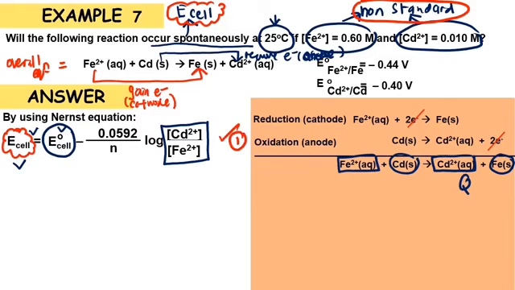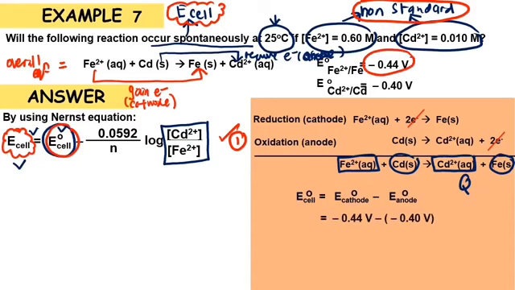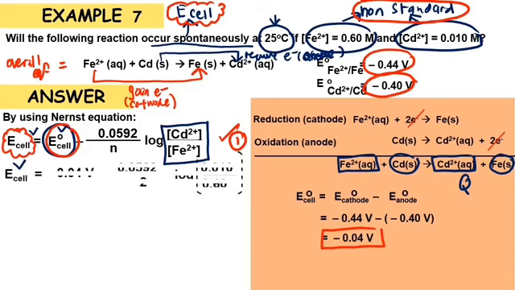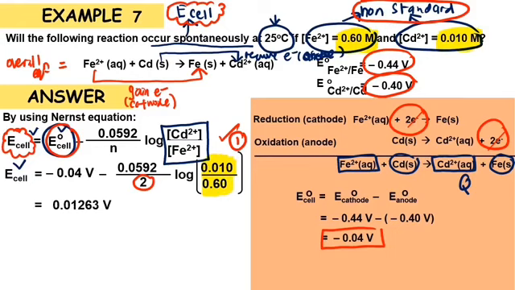Seterusnya tentukan E naught cell pula. So, E naught cell sama dengan E naught cathode tolak E naught anode. So, cathode kita adalah kita punya Fe, masukkan nilai negatif 0.44 volt minus anode negatif 0.4008, negatif 0.04 volt. So, nilai ni masuk ke dalam formula kita. So, sama dengan negatif 0.04 volt tolak 0.0592 over 2 sebab 2 electron involved for the redox reaction, log concentration of Cd2+ 0.01 molar masuk sini divide by 0.6 molar. Boleh? So, tekan kalkulator awak dapatkan nilai E cell sama dengan 0.01263 volt.